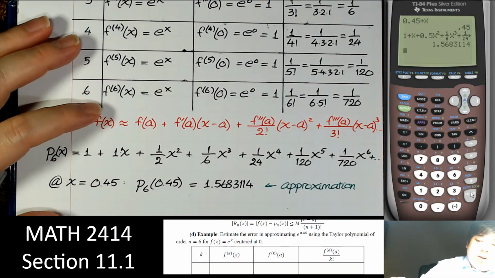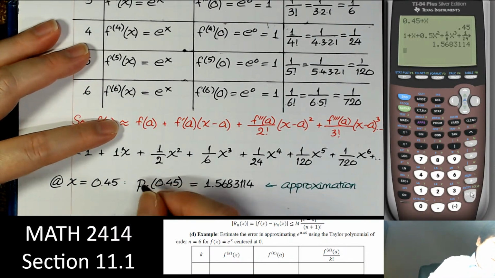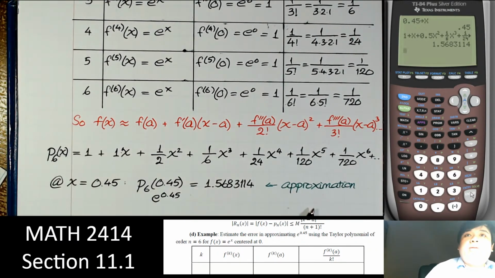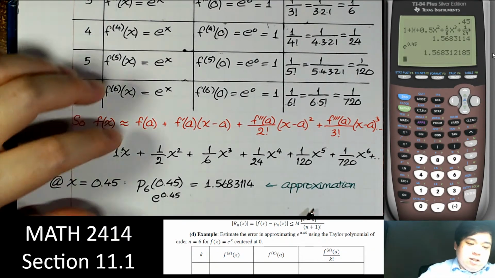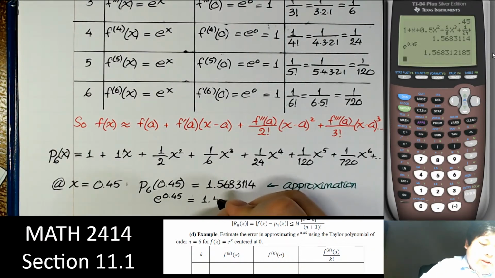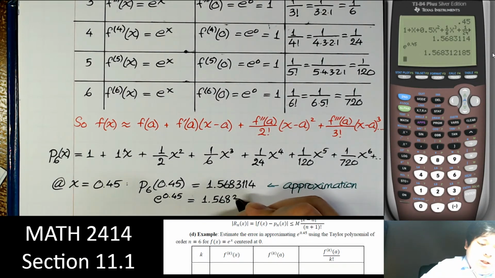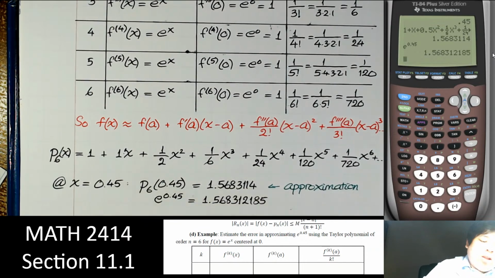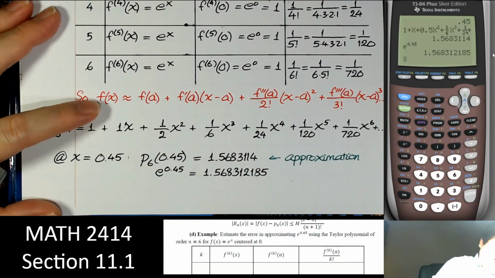Now we find the actual values. The actual value is just e to the 0.45. So we're just going to type that, e to the 0.45. We have 1.568312185, and we just subtract this 2, and that is the error.